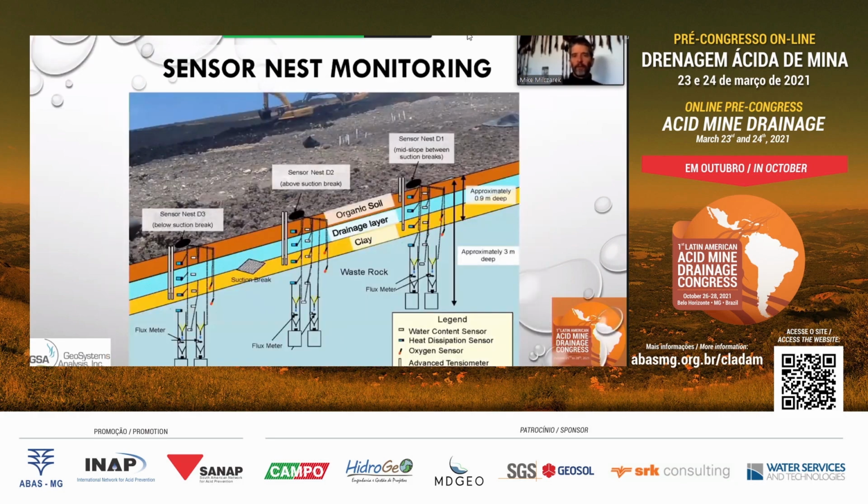If you have a site that's larger and you can't put in test plots, you can put in sensor nests. This is basically a combination of water content sensors and what we call pressure potential sensors. This measures the energy of water: is it going up or is it going down? There are also things called flux meters, and these are direct measurements of net percolation.